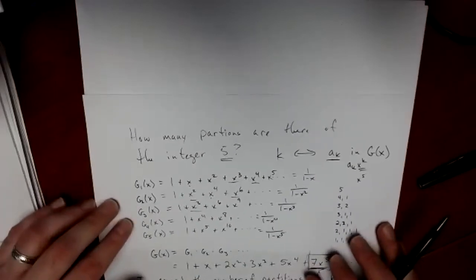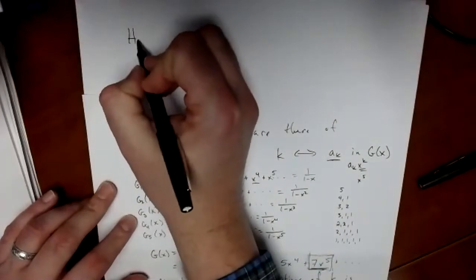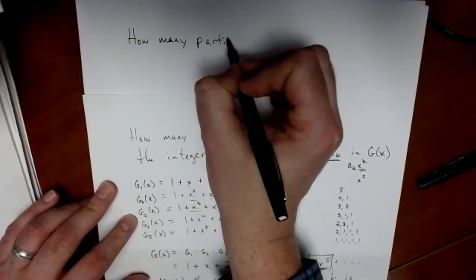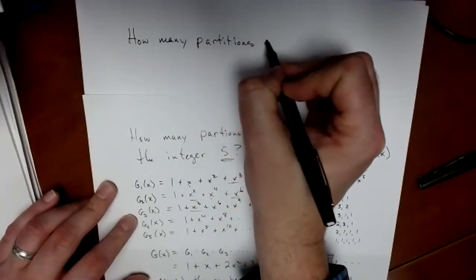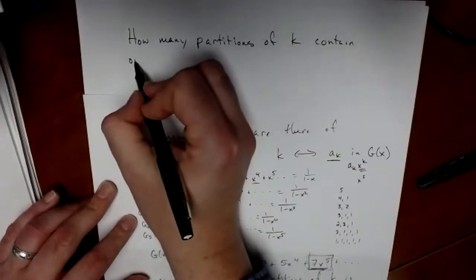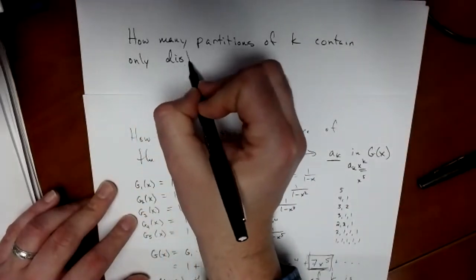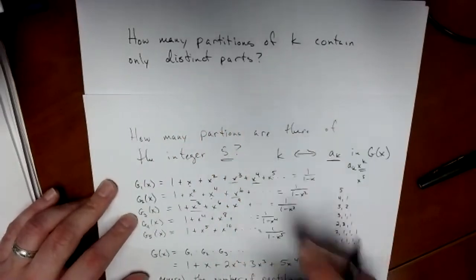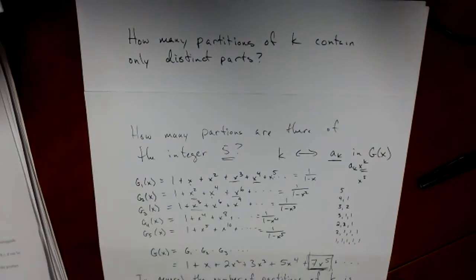So let's answer a similar question. How many partitions of K contain only distinct parts? What do we mean by distinct parts? We mean that an individual number can only occur either 1 time or 0 times. It's not distinct if it occurs 2 or more times.